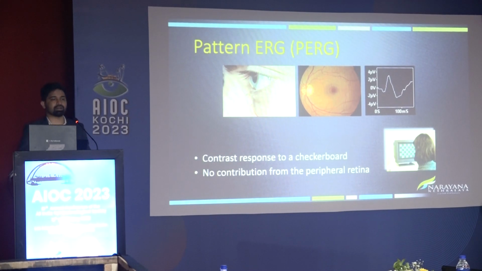Now coming to the pattern ERG. This is the response to a contrast, that is, a checkerboard. So what did we use in full-field ERG? We used a luminance stimulus, the Ganzfeld. Here we are using a checkerboard. Don't get confused with the pattern VEP, that is different. So this is the pattern ERG, and there is no contribution from the peripheral retina. I told you, right? This is predominantly from the posterior pole and the macula.